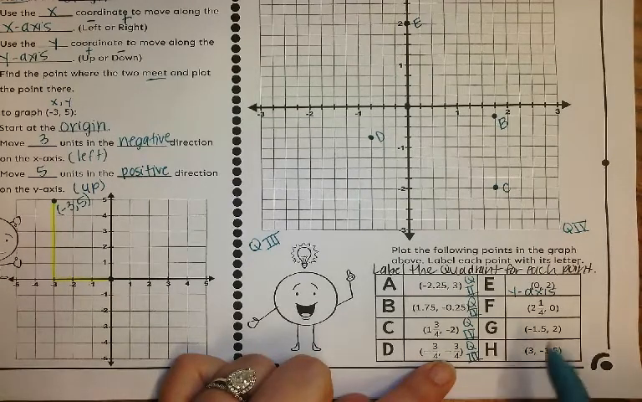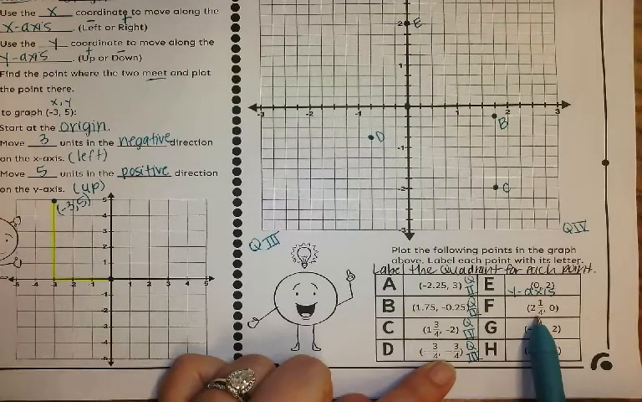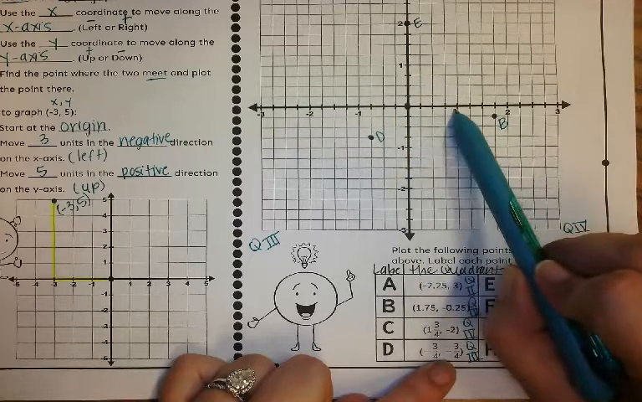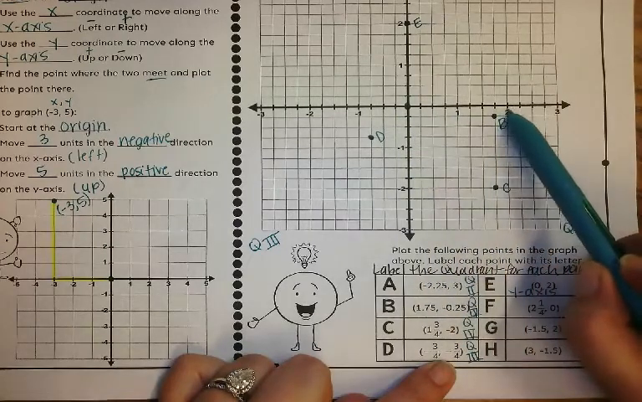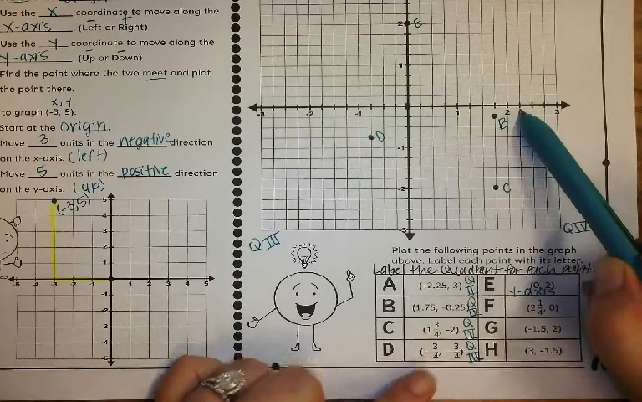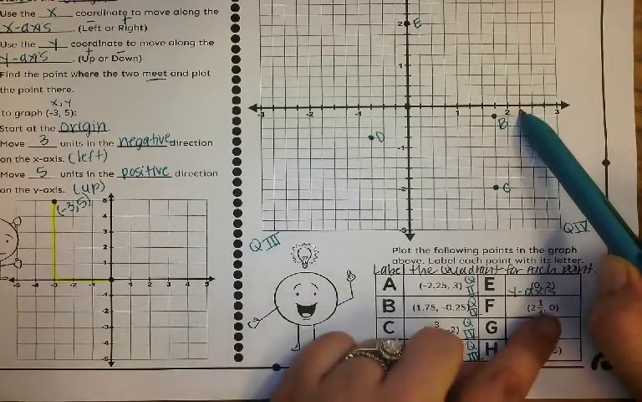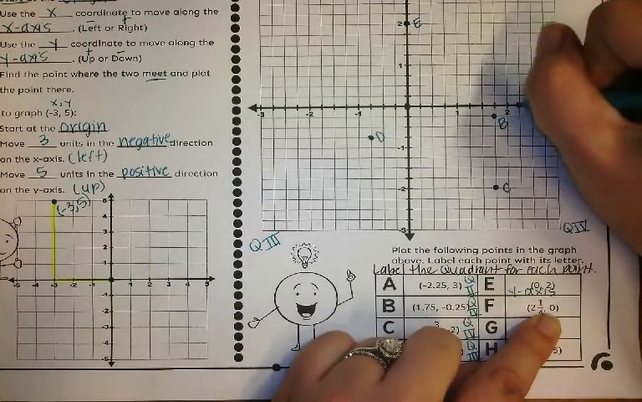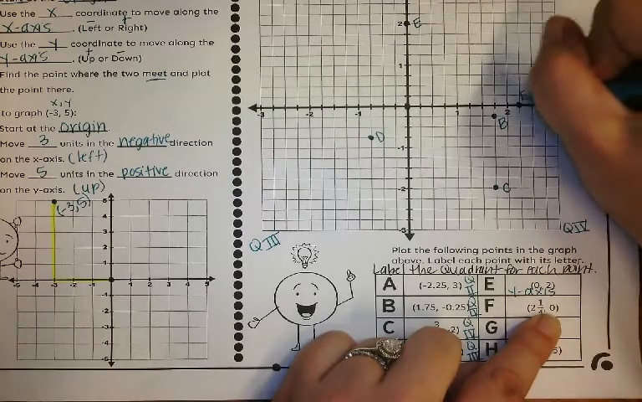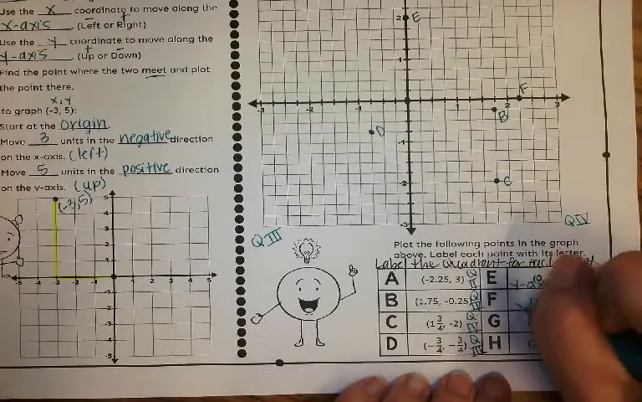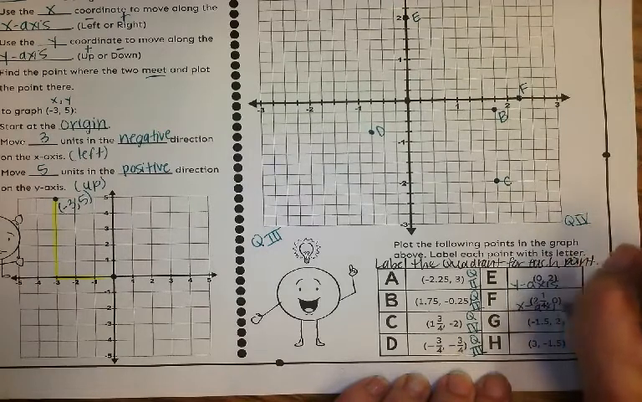For point F, we're going to start at the origin and move to the right because our x-coordinate is positive. So we're going to go to +1, 2, and then +1 and 1/4. Our y-coordinate is 0, so we're not going to move up or down on the y-axis. So this is point F. And it is also not in a quadrant, it is on the x-axis.